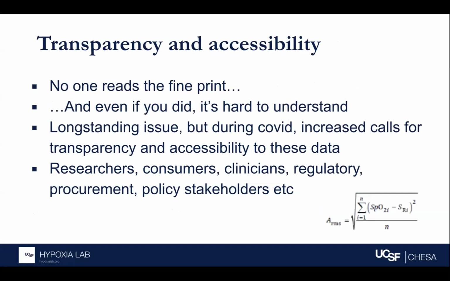And if you did find it in the documentation, just the gross accuracy, it's hard to understand this concept of root mean square error, the formula there at the bottom, or the way that its bias is plotted and visualized. It's just hard to understand. Depending on how you're approaching this, if you're a researcher, maybe digging into that isn't as daunting, but for consumers, clinicians, people making procurement decisions or policy decisions, it's not easy to navigate the data or access the data.